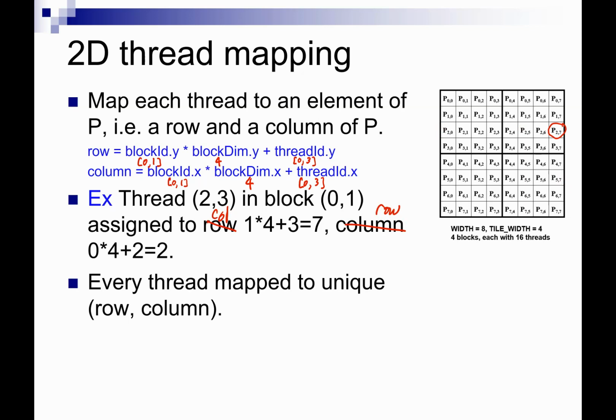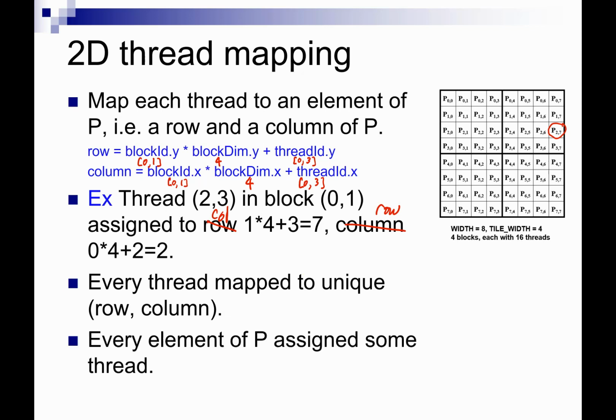Now notice that this is very similar to the 1D mapping, right? It's basically the same formula, except you apply it both in the x and the y directions. Just as with the 1D mapping, we showed that every thread is mapped to a different vector element. Here you can show that every thread is going to be mapped to a different row and column in the matrix. Also you can show that every matrix element has some thread being assigned to it.